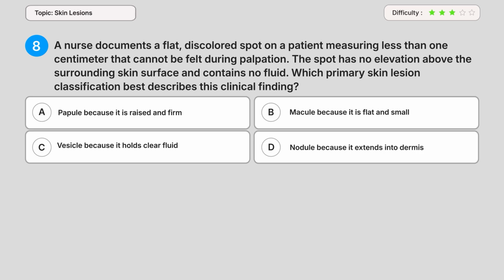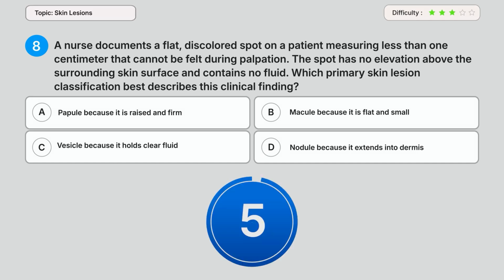A. Papule because it is raised and firm. B. Macule because it is flat and small. C. Vesicle because it holds clear fluid. D. Nodule because it extends into dermis. What do you think is the answer?